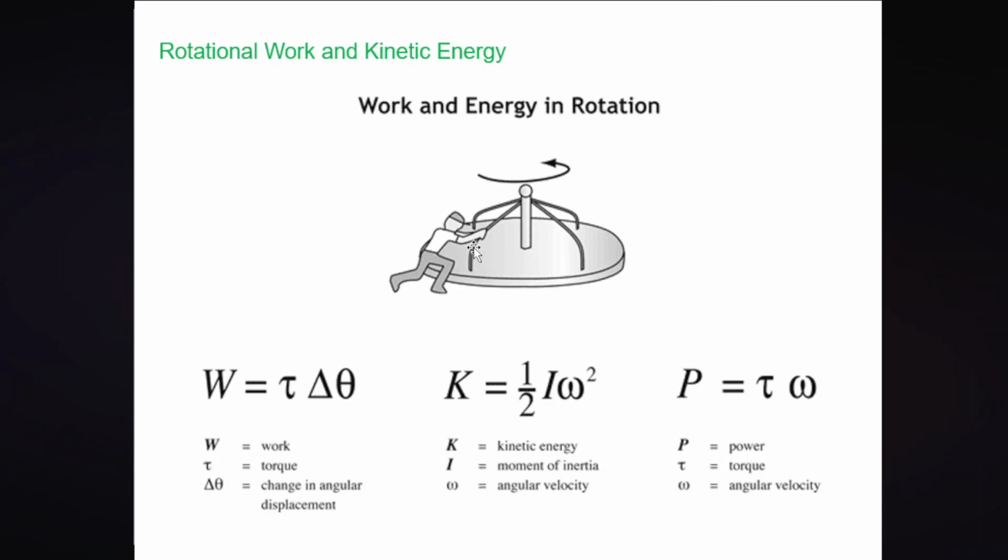So if you wanted to figure out how much work and energy and power go into spinning one of the playground spinners, work is your torque. So how hard you're pushing, how far away from the axis you are, times how much of the angle of the circle you push on it. Kinetic energy, you can figure out by looking at your speed. And power is that torque times your angular speed, angular velocity.